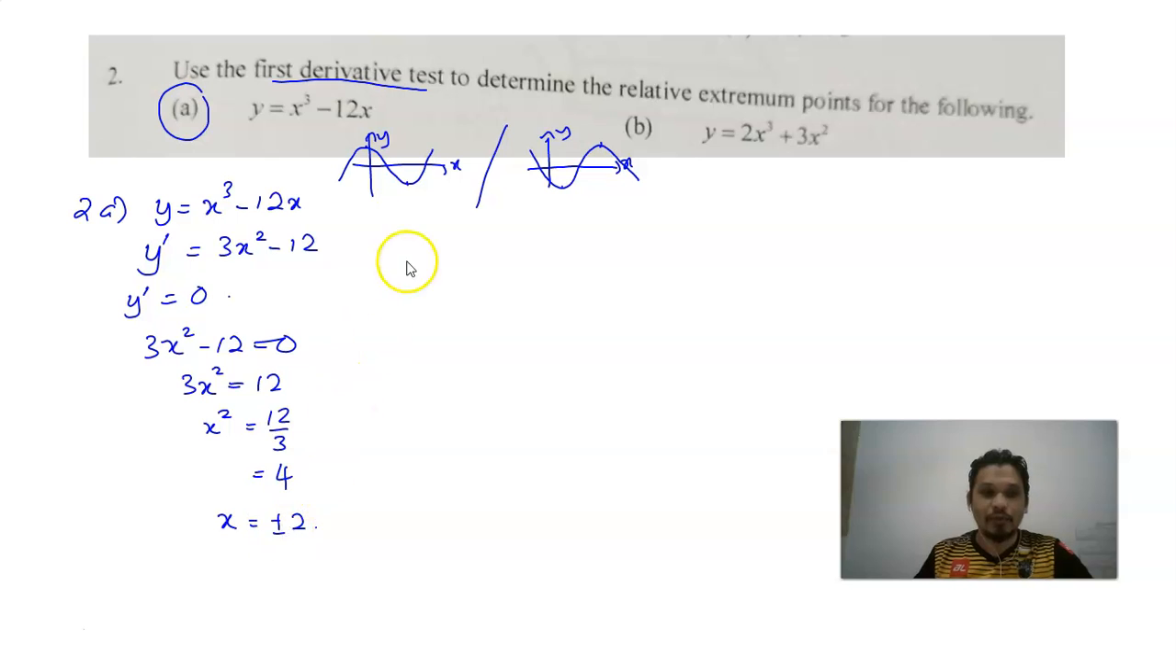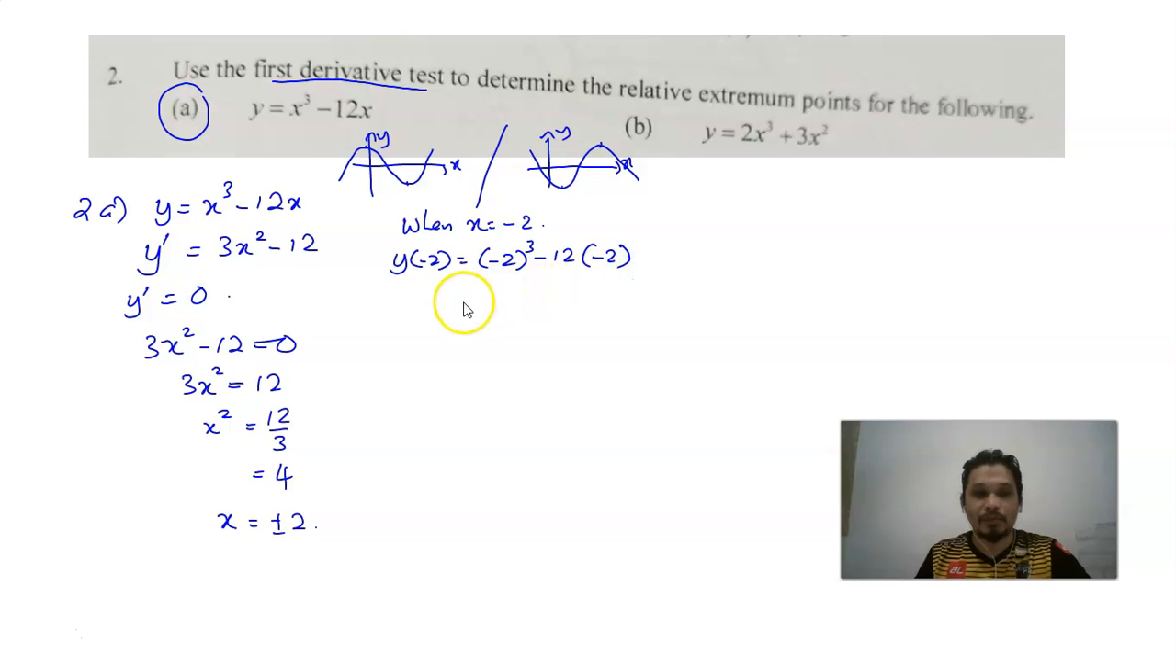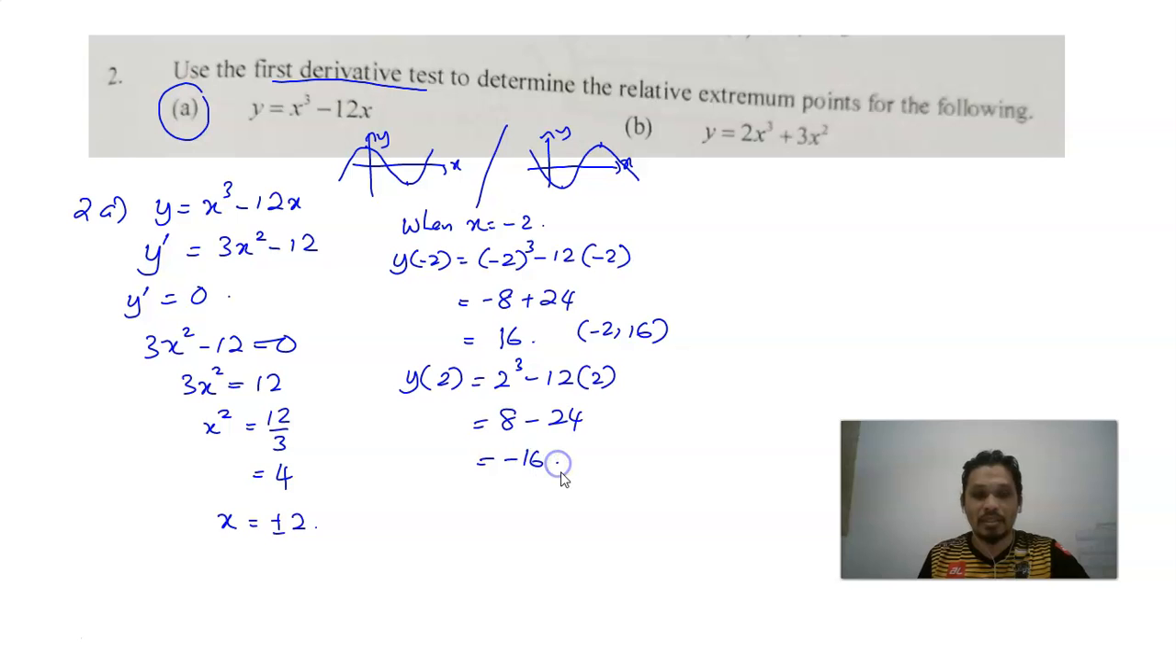When x equals negative 2, let's substitute into y here. y with negative 2 equals negative 2 cubed minus 12 times negative 2. Negative 2 cubed equals negative 8, and negative becomes positive, 12 times 2 is 24. So 24 minus 8 is 16. So the coordinate is negative 2 and 16. And y when x equals 2: 2 cubed minus 12 times 2, which is 8 minus 24, which comes to negative 16.